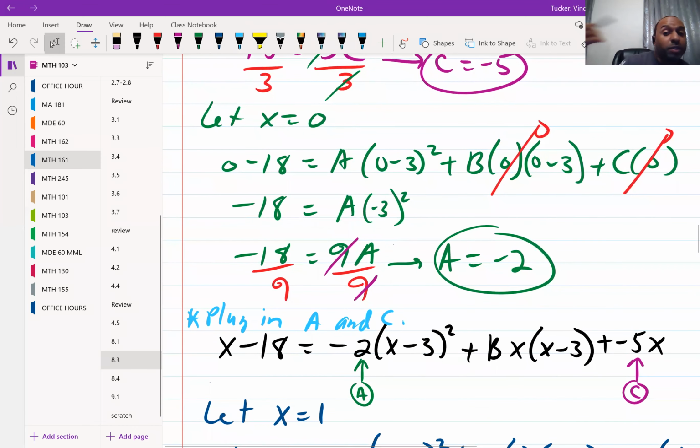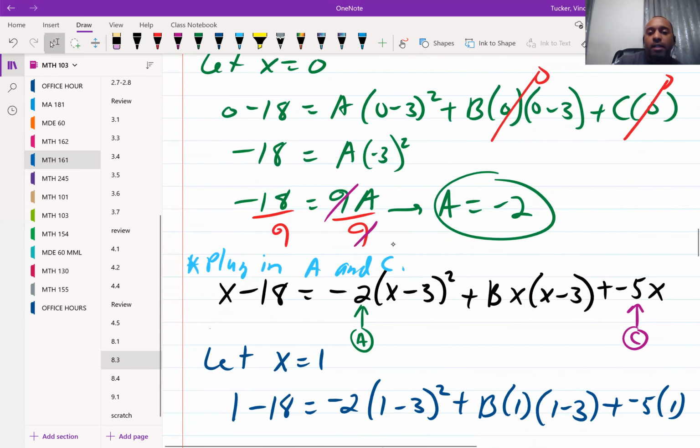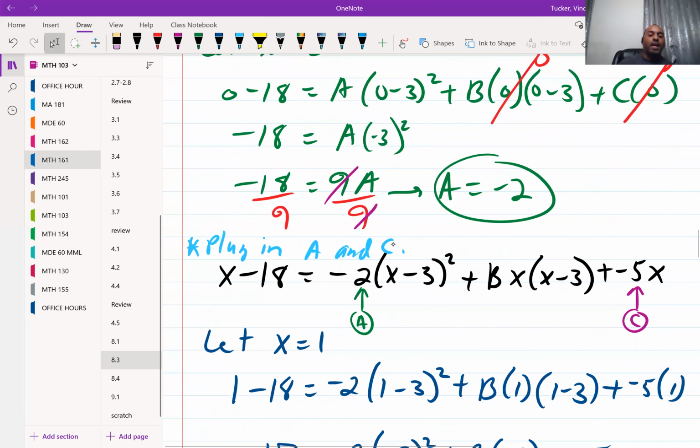All right, because we still need to find B. We do not have B. So what we can do is just plug in everything that we do know. And so that's why we plug in A and C. C was -5, A was -2. Now that we've plugged in A and C, now we can just let X be anything.